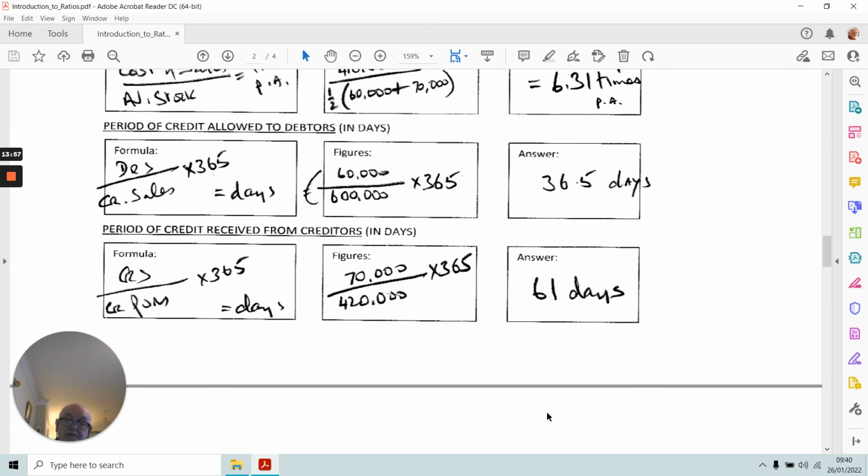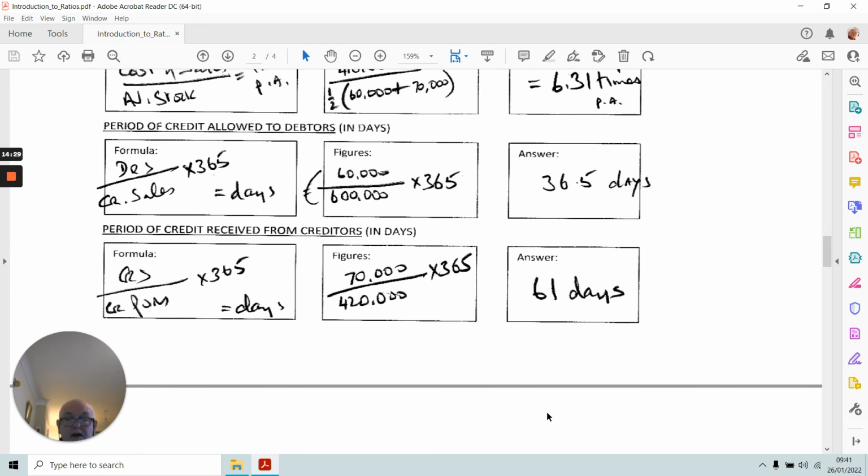And in the case of this firm, 60,000 over 600,000 by 365 is 36.5 days. This firm is allowing its debtors to pay on average about every 36.5 days. Now, they're probably allowing them 30 days credit, but the customers are in fact taking 36.5 days. It's not too bad.